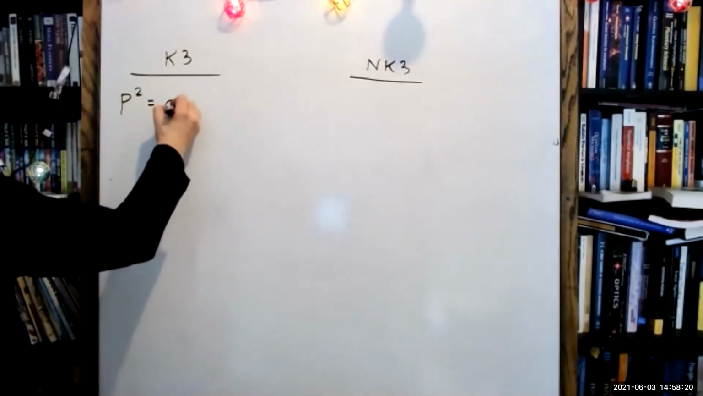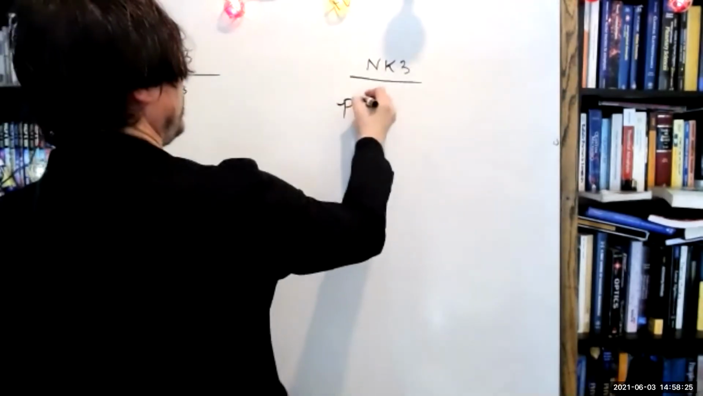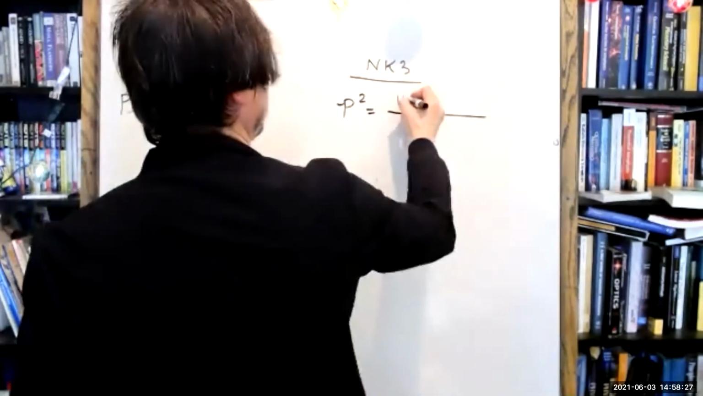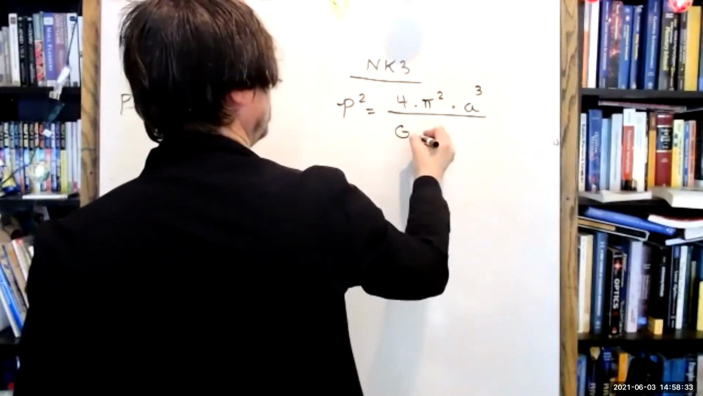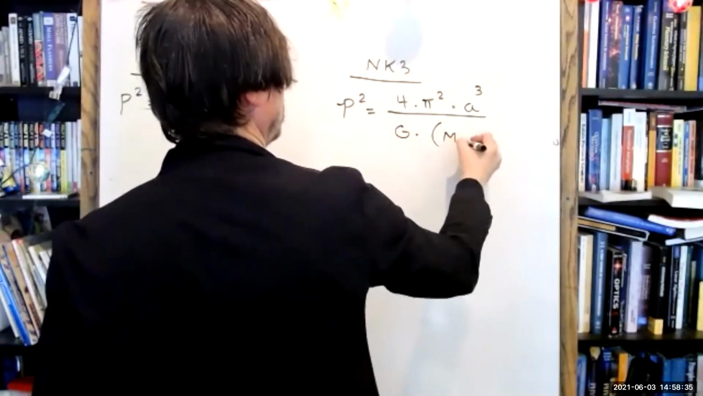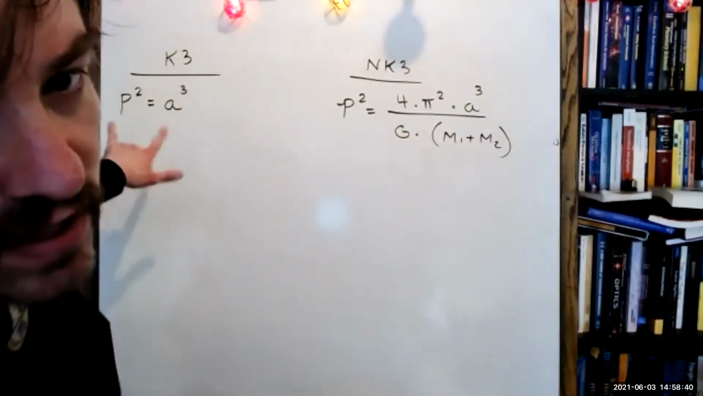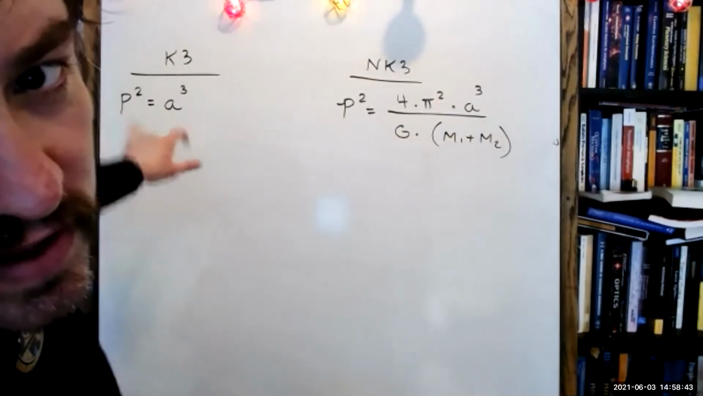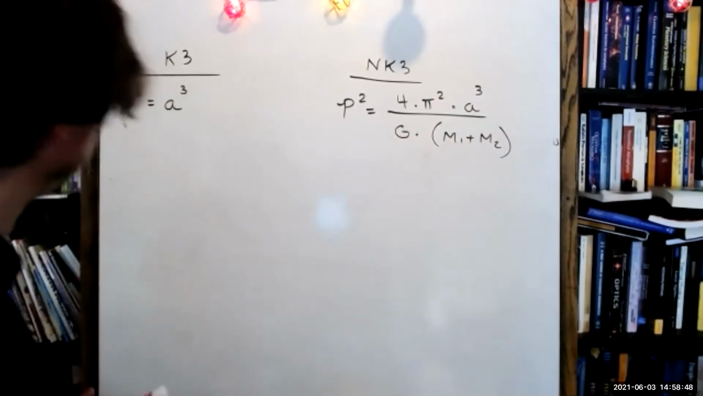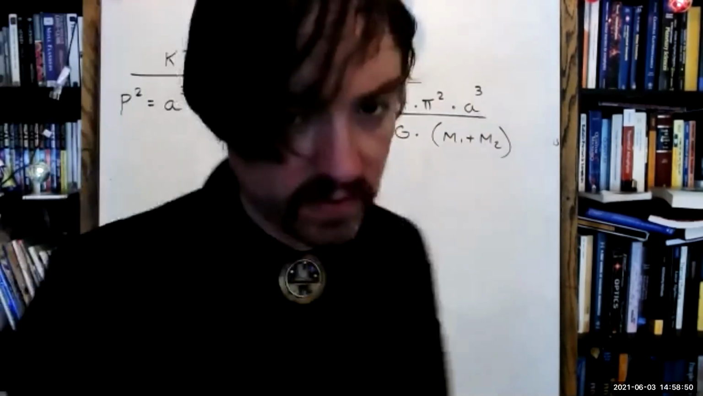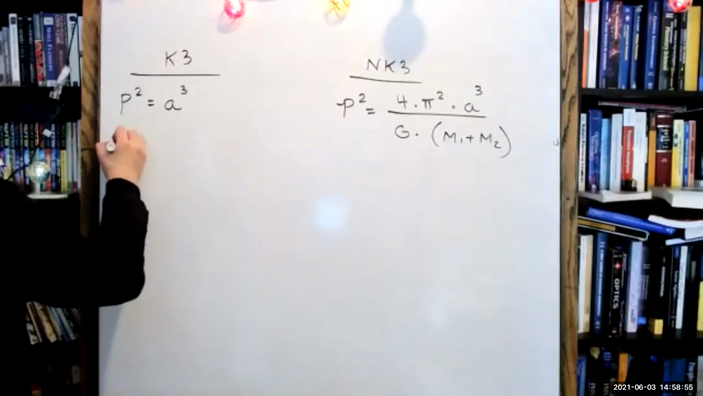In Kepler's third law, you have p squared equals a cubed. In NK3, you have p squared equals 4 pi squared a cubed divided by big G times the sum of the two masses. All right, first let's talk units. Let's test you guys. What are the units of P and A in the Keplerian version? P is in years and A is in astronomical units. Thank you, Ryan Dick. Very good.